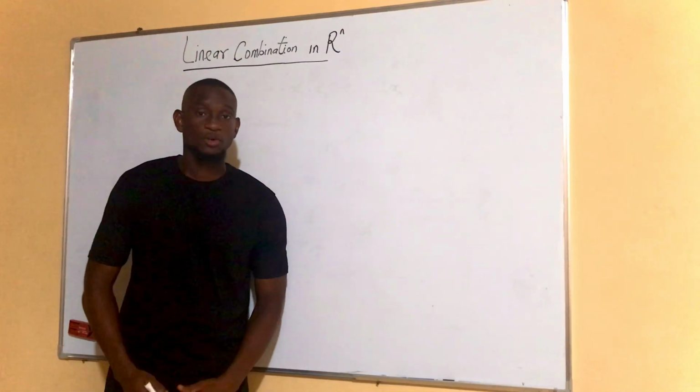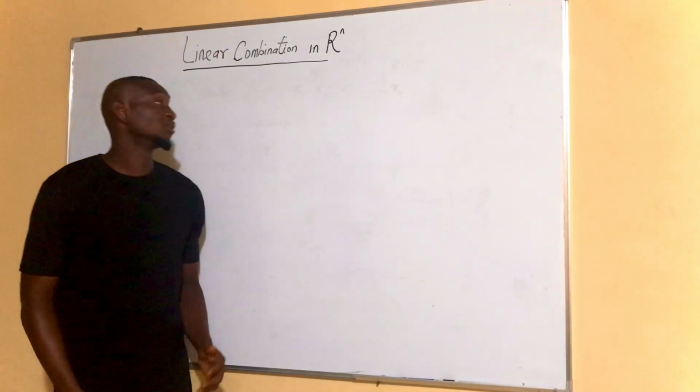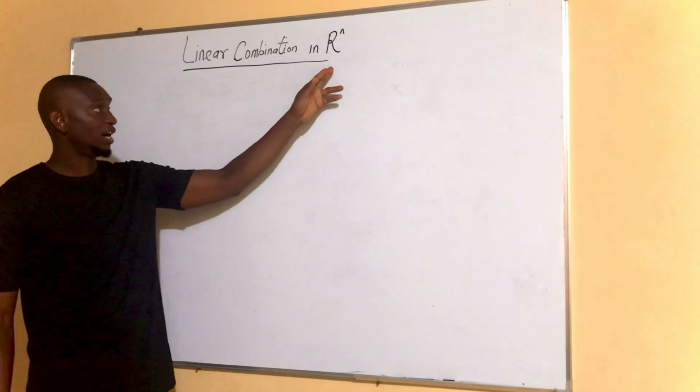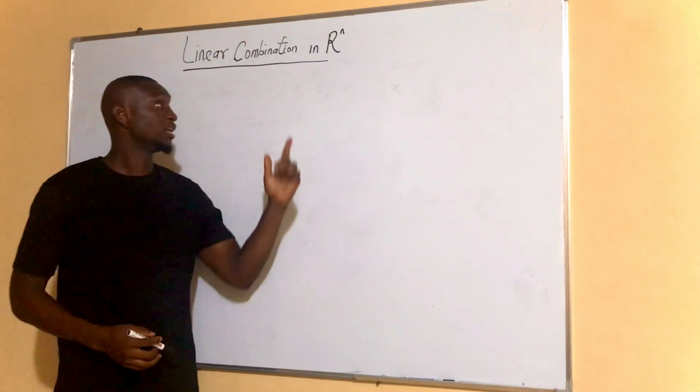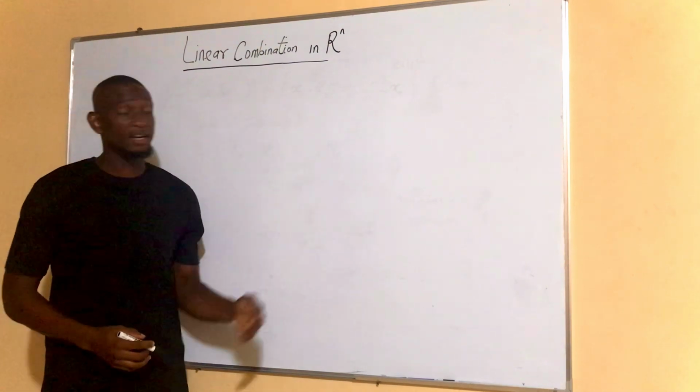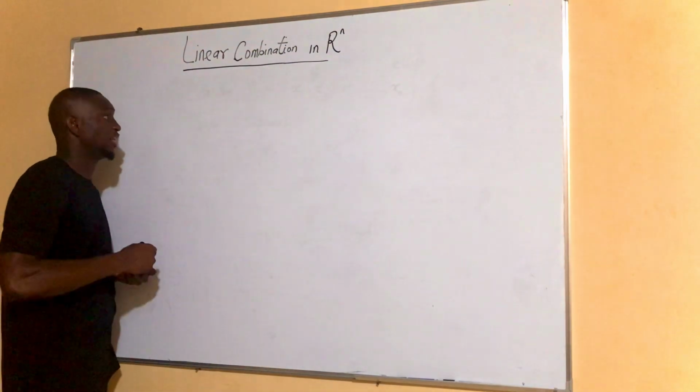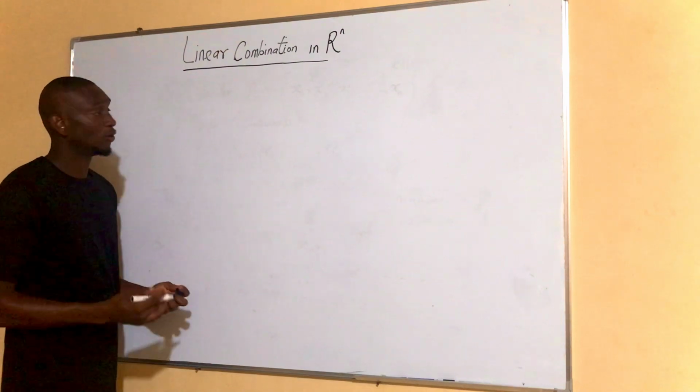Welcome to class. We are still in the concept of linear combination in R to the power of n. In the last video, we talked about when n assumes the value of 1. Now, we will talk about when n assumes the value of 2.